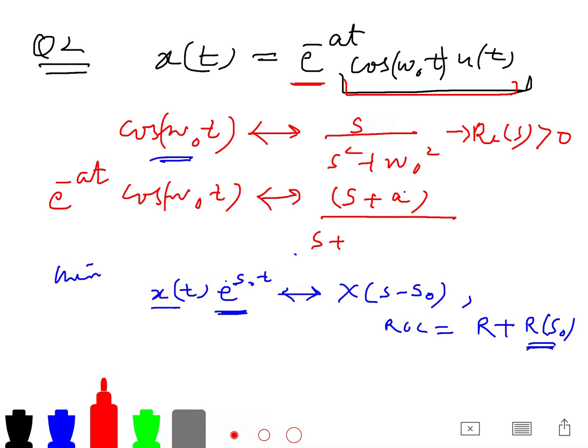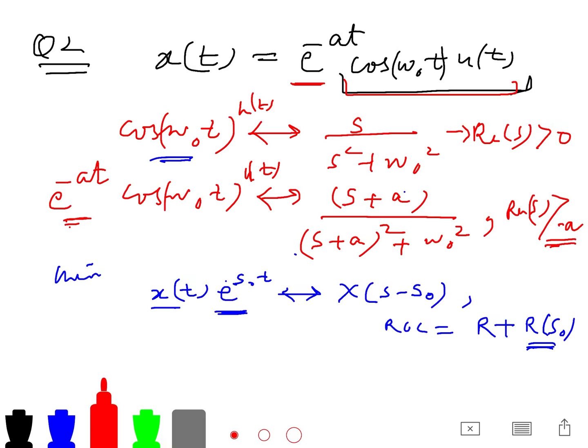Okay, then there will be a shift in the S domain by a factor of plus a, upon (S plus a) whole square plus omega naught square. If e to the power minus at is in multiplication and the sequence is defined in the right direction, with u(t) also present, then for this the ROC will be real part of S greater than minus a. This means that minus a will be added in this ROC according to this property.